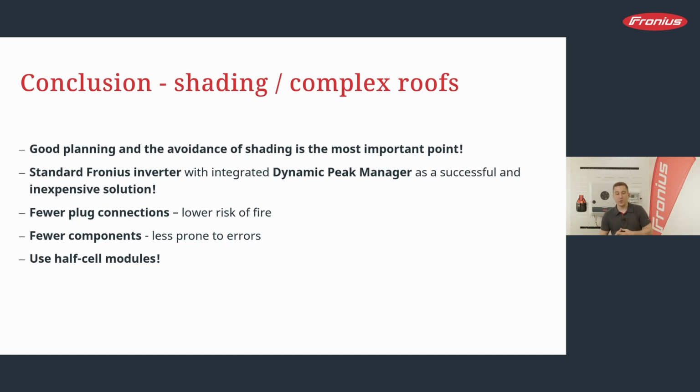And therefore, we also recommend using half-cell modules with at least three bypass diodes, because then the Dynamic Peak Manager can do its wonders, really can do its magic, and therefore you are fixed and finished for each and every shaded situation. Furthermore, you have the ease of not using any DC optimizers on the roof, because then you have the advantage of fewer plug connections, a lot fewer as we saw, and of course fewer components that can make an error or that can fail during service life.